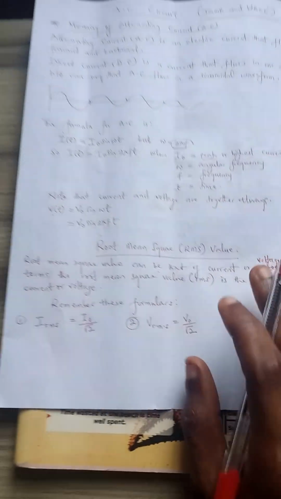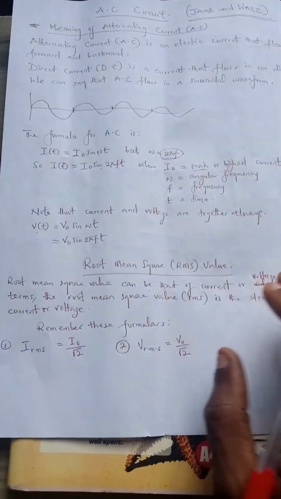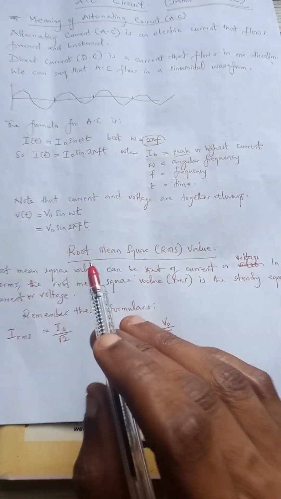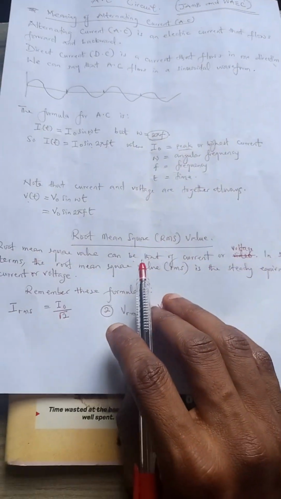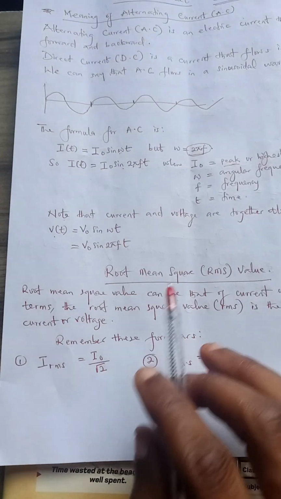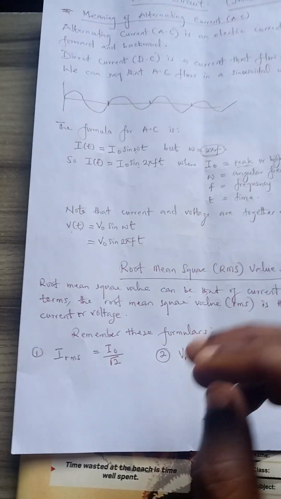Very quickly, before we wrap up this video, I don't want it to be too lengthy so that it will not get boring. The final thing I want to say in this video is what we call the root mean square value. In alternating current, there is something called root mean square value. Current has it, voltage has it. So the two formulas are very simple.